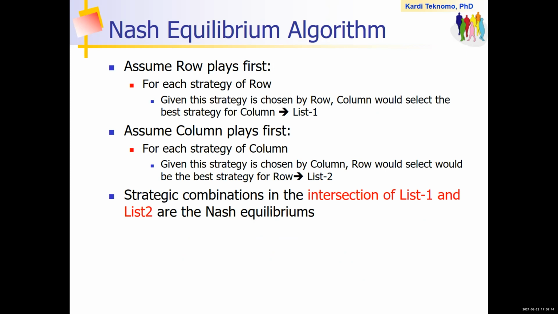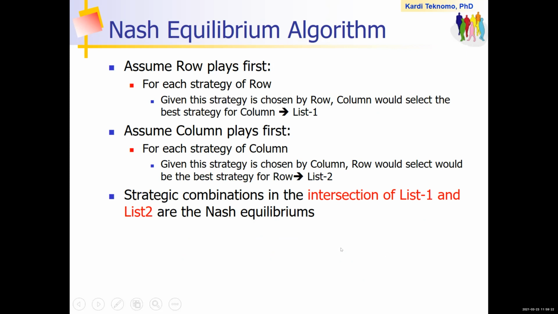Okay. After that, you assume column will play first. Now, because column will play first, for each strategy of the column, given this strategy chosen by the column, row will select the best strategy for the row, and it will give you list number 2. Now, the strategic combination is the intersection of list 1 and list 2. This is called Nash equilibrium.